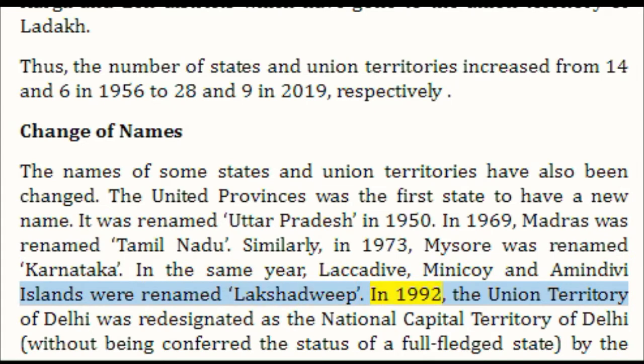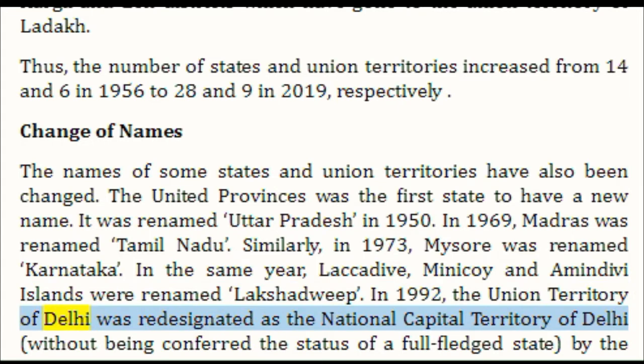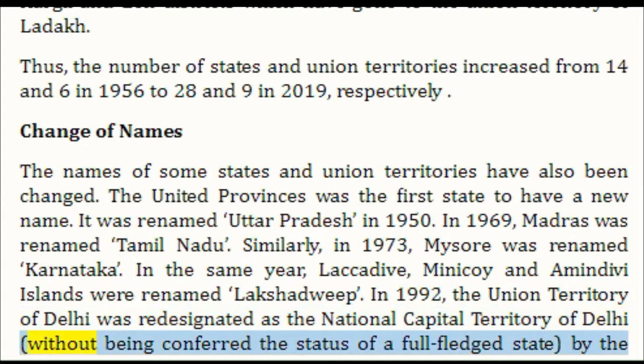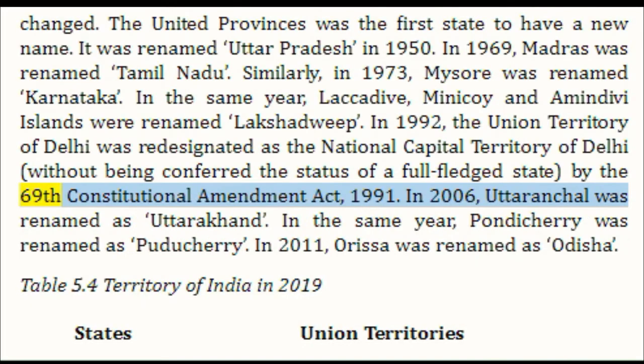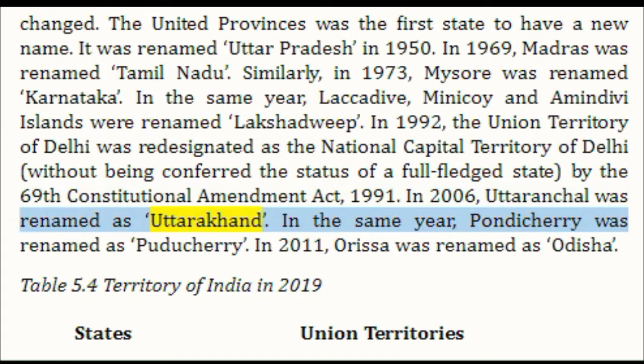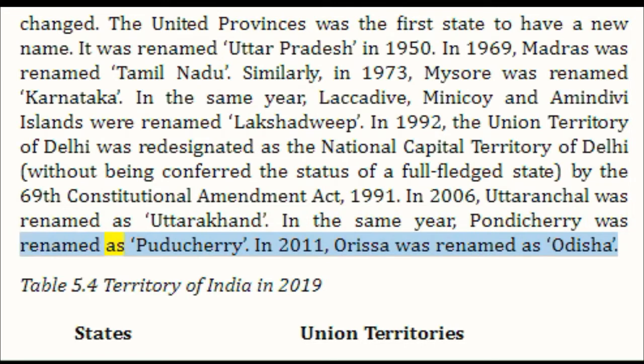In 1992, the Union Territory of Delhi was redesignated as the National Capital Territory of Delhi, without being conferred the status of a full-fledged state, by the 69th Constitutional Amendment Act, 1991. In 2006, Uttaranchal was renamed as Uttarakhand. In the same year, Pondicherry was renamed as Puducherry. In 2011, Orissa was renamed as Odisha.